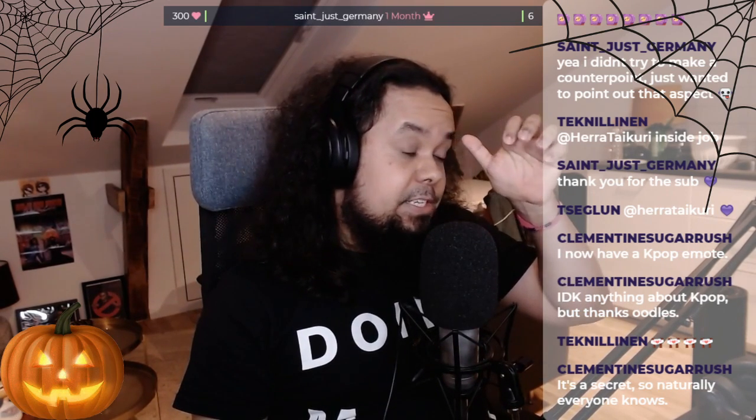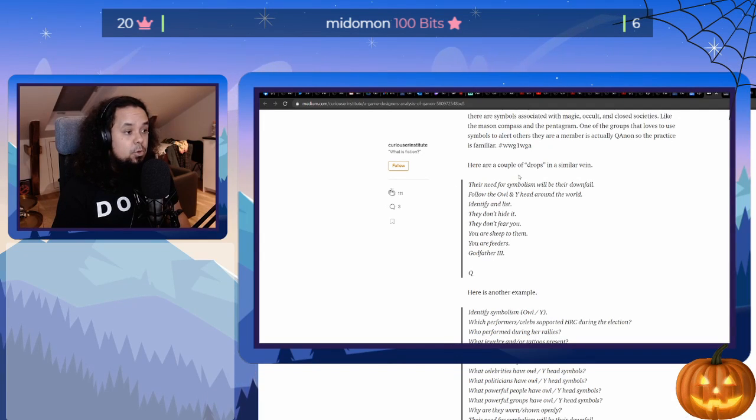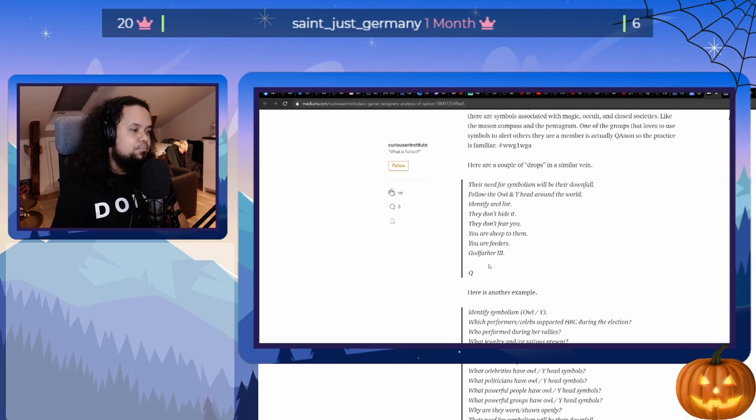An example of these do-your-own-research things is this Q drop. It's just text, but here's what it says. Their need for symbolism will be their downfall. Follow the owl and Y head around the world. Identify and list. They don't hide it. They don't fear you. You are sheep to them. You are feeders. Godfather 3. Q.